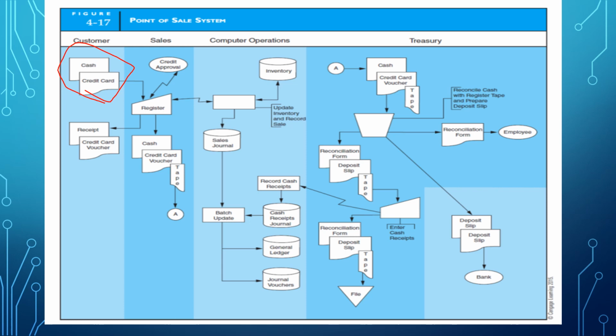So the salesperson or the cashier will use a terminal to register this transaction, and in registering this transaction, we will check if it is a credit card. We will check in real time the credit approval from the bank or the issuer of that card. Then if that is okay, we will keep the cash and the credit card voucher in the tab file.